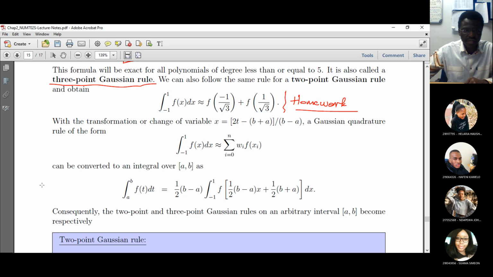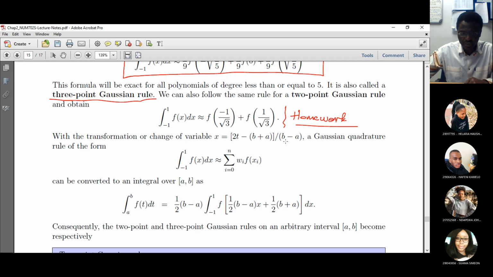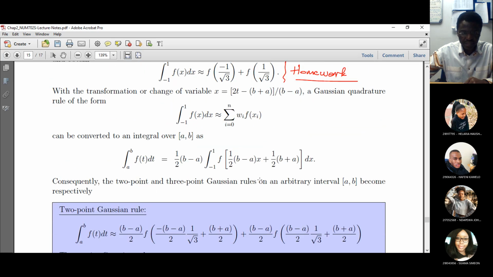Okay, now if you use the transformation, x equal to this expression, that is (2t minus b plus a) by (b minus a), if you use this change of variable, you'll be able to convert the integral from -1 to 1 into the integral from a to b. And this is the formula for the change of variable.